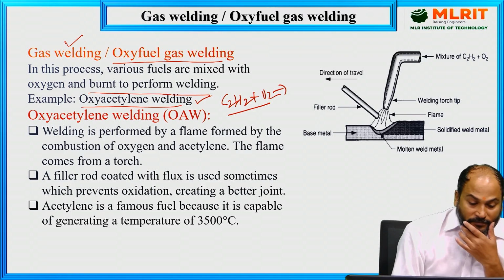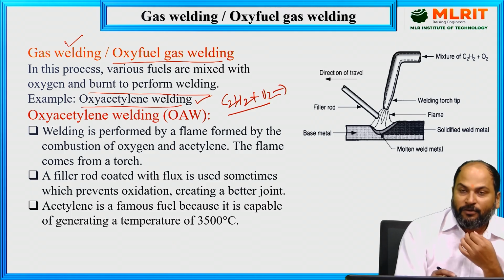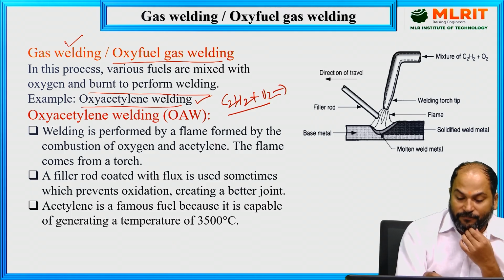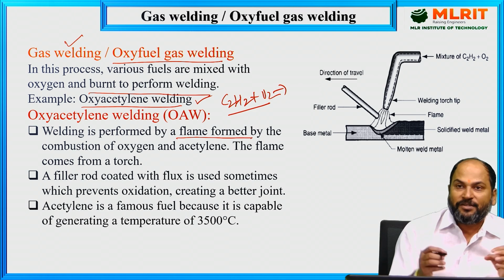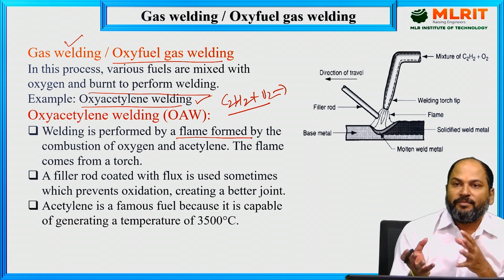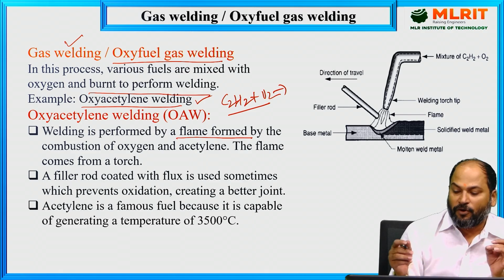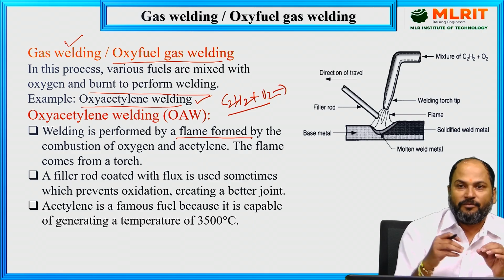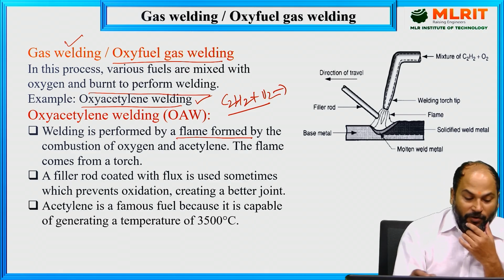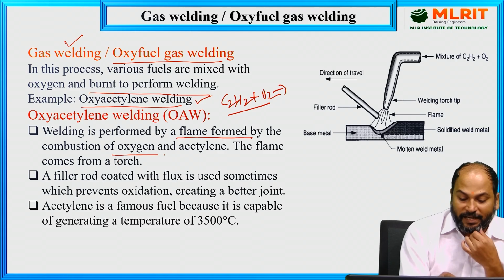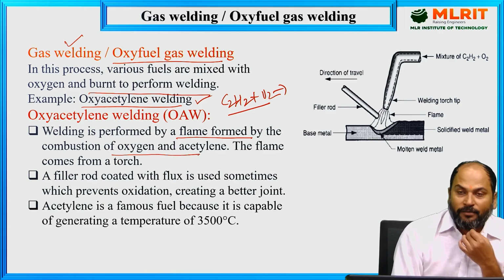It is performed by flame formation. Once these two are mixed and ignited, there will be combustion and then a flame will be formed. That flame will have an inner part and an outer part. We'll see that. It is formed by the combustion of oxygen and acetylene. The flame comes from a torch.